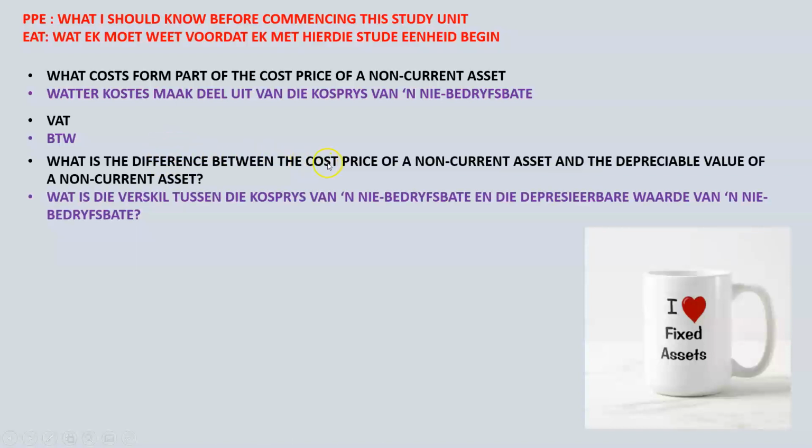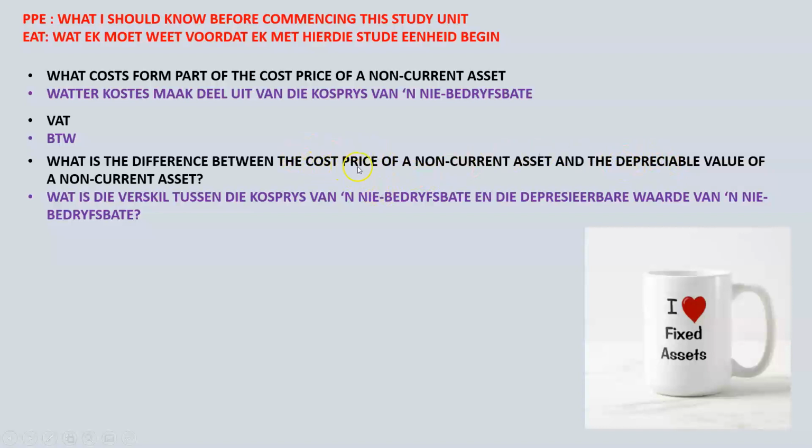Now, what is the difference between the cost price of a non-current asset and the depreciable value of a non-current asset? We've already defined the cost price of the asset. Now, what is the depreciable value of the asset? Guys, that is the total depreciation that we're going to write off on that asset over the lifetime of the asset. So depreciable value is not necessarily equal to the cost price of the asset.